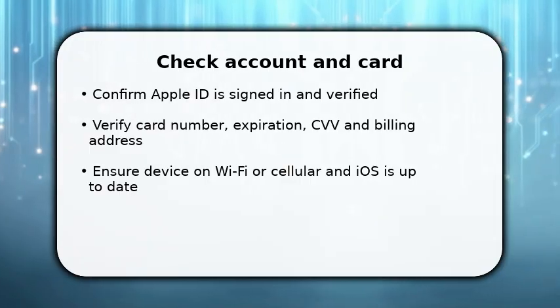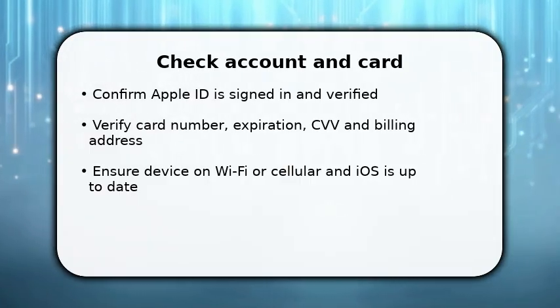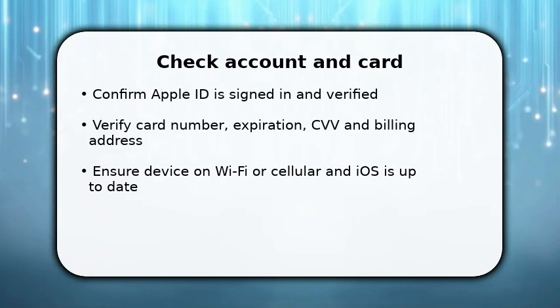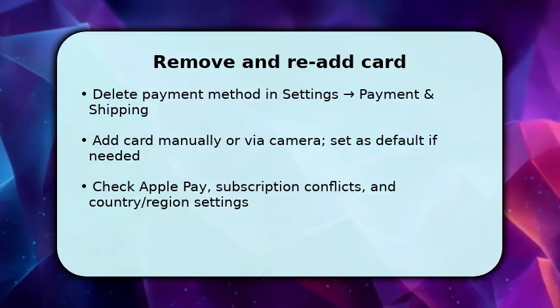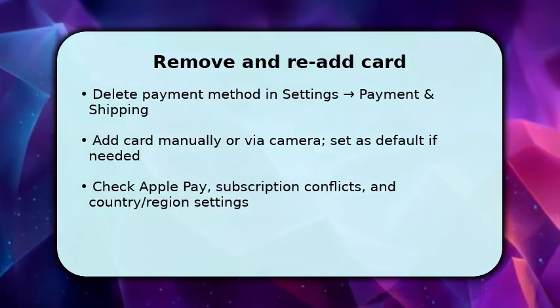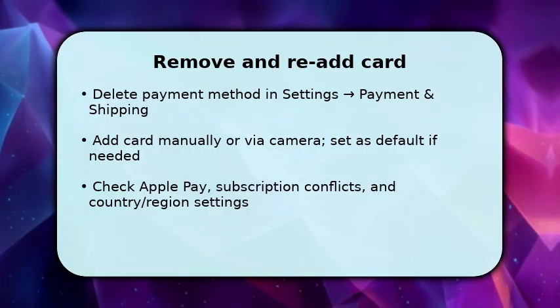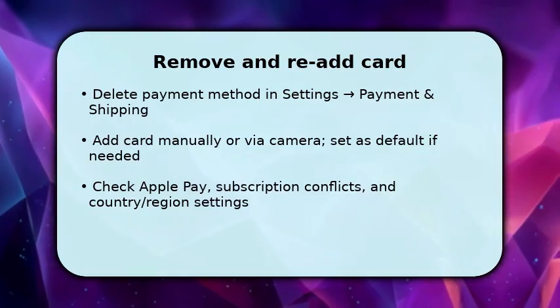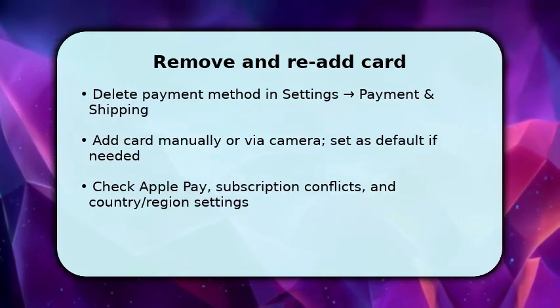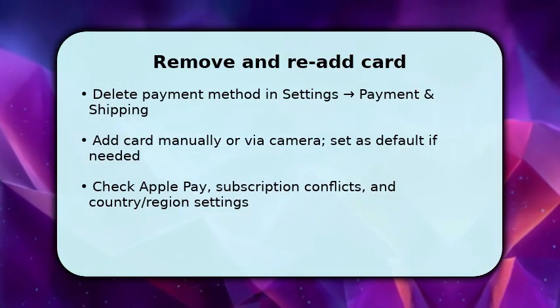If it still declines, don't panic. Move to removing and re-adding the payment method next. Now delete the problematic payment method and re-add it fresh. Add the card manually if the camera fails, and make it the primary payment method so App Store charges use it. If you're on family sharing, ensure the organizer's payment method is valid because child purchases draw from that card.